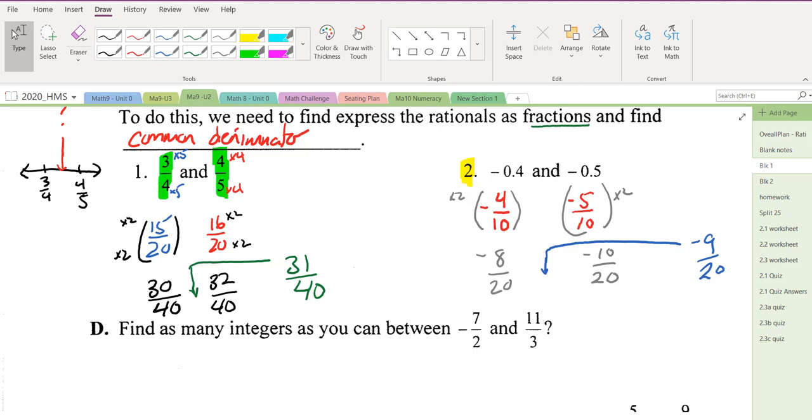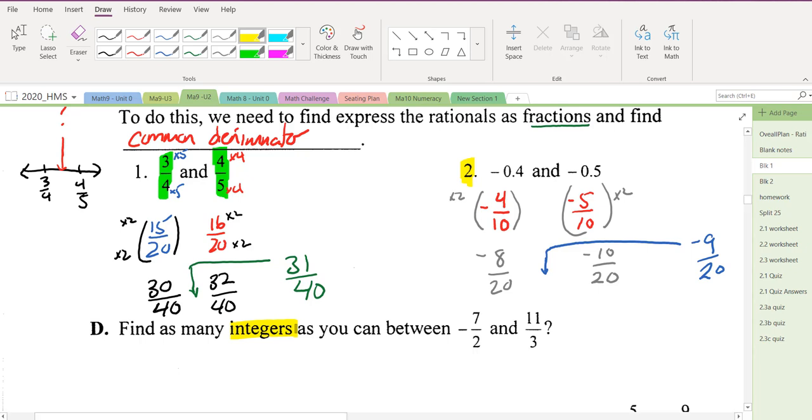Okay, so find as many integers between these two fractions, negative 7 over 2 and 11 over 3. In order to answer this question, we need to know what an integer is first. What is an integer? David? It's the numbers on the number line. The numbers on the number line, right? The whole numbers, including positive and negative. So negative 5, 4, 3, 2, 1, 0, all those kinds of numbers.